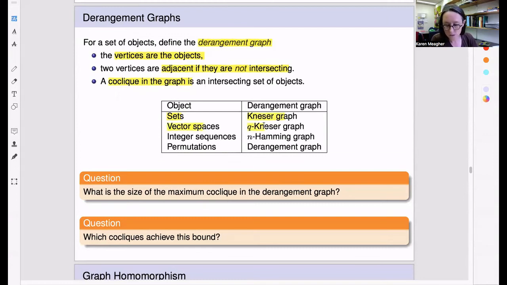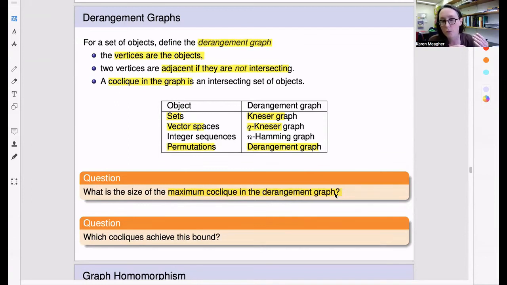For vector spaces, it's the q-Kneser graph. For permutations, it's just called the derangement graph because when they're not intersecting, they're derangements. And often we use the term derangements for all sorts of different objects, not just permutations. So the question becomes, what's the maximum co-clique in the derangement graph?